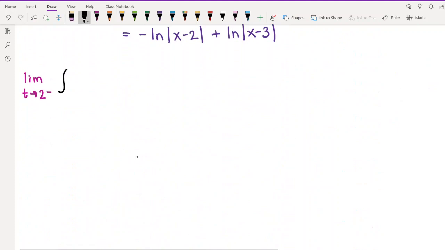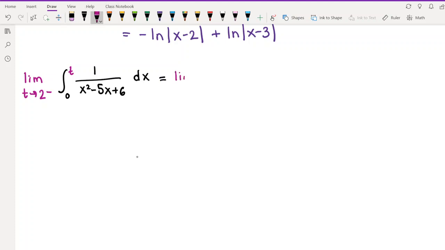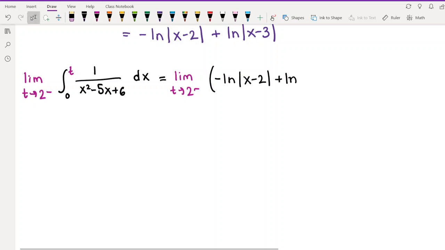And our original integral was 0 to t of 1 over x squared minus 5x plus 6, but we just figured out that that antiderivative is what is written at the top. So we're going to be taking the limit as t approaches 2 from the left of this whole antiderivative evaluated at our bounds. And so we're evaluating this at t and at 0. Okay, so let's plug in our bounds and then we'll take the limit.